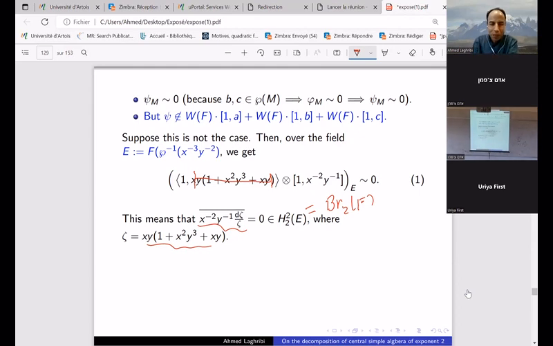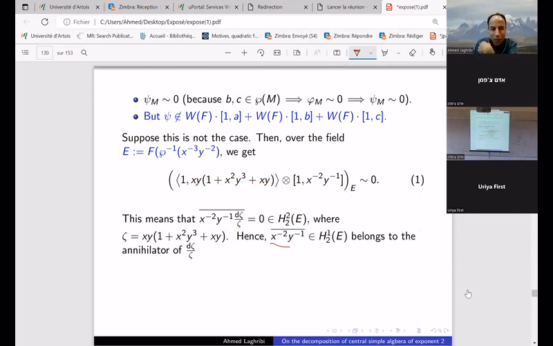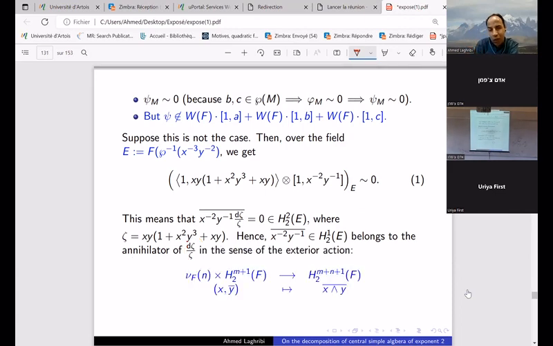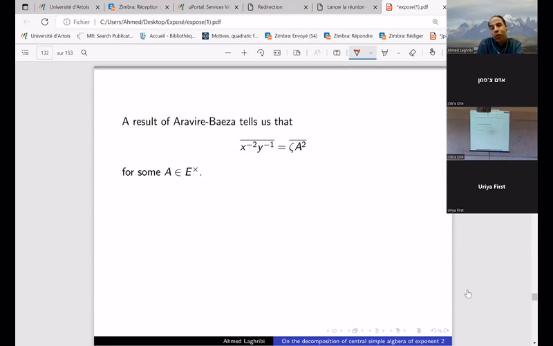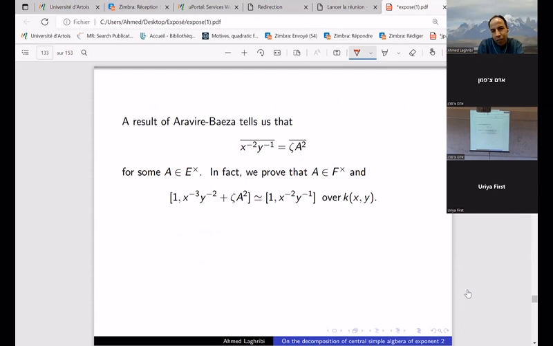And what does it mean that this cohomological symbol is 0? It means that this element is in the annihilator of this D-log. Annihilator in the sense of what? In the sense of this exterior action. And this annihilator, we know it thanks to a result of Arason, Elman and Baeza. So this class, we can write it zeta A square, where A is this field. Working a little bit, we can prove that A is in F. Okay, and now all is okay.